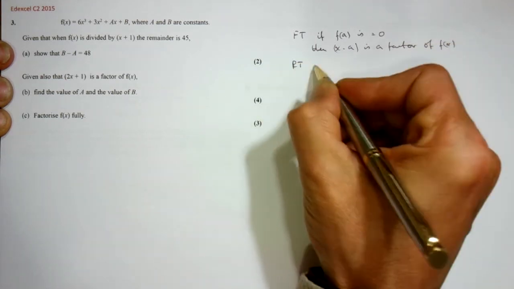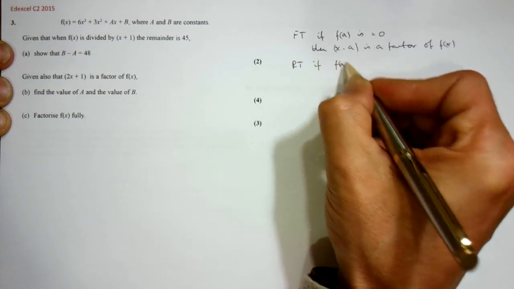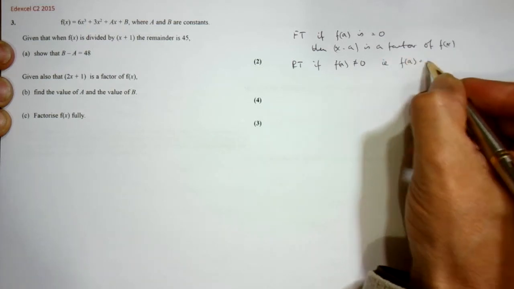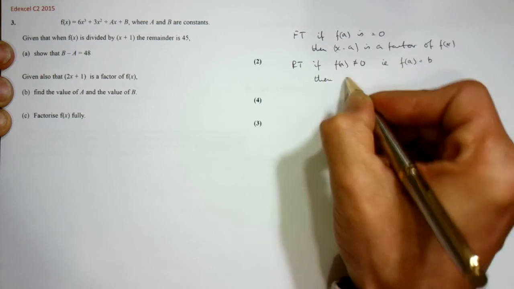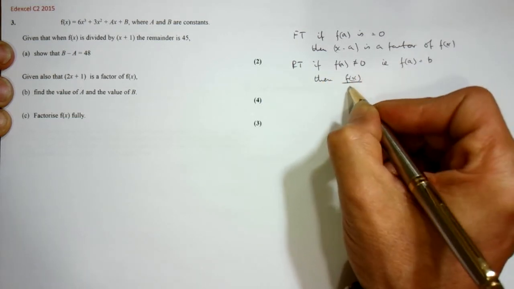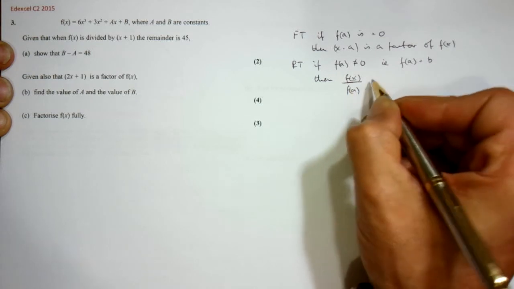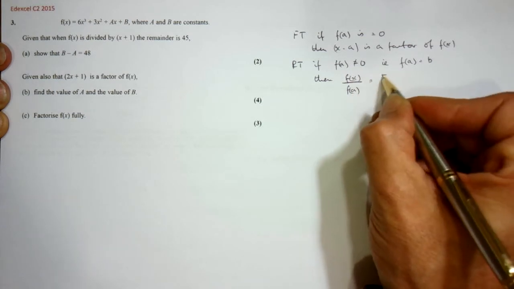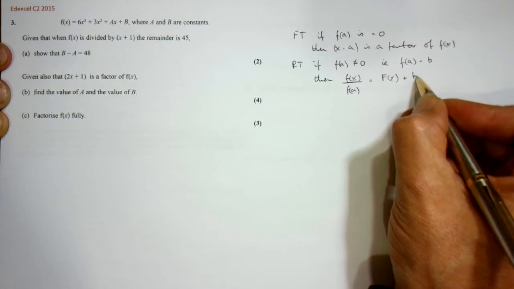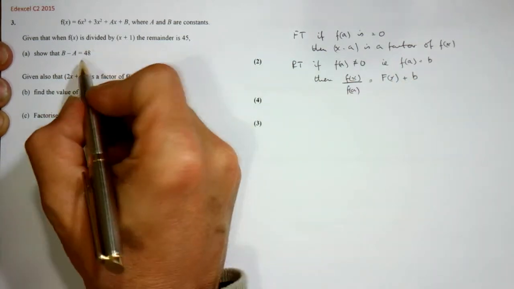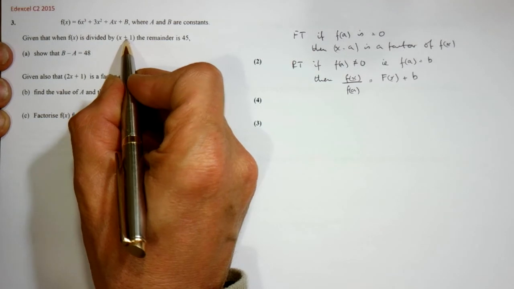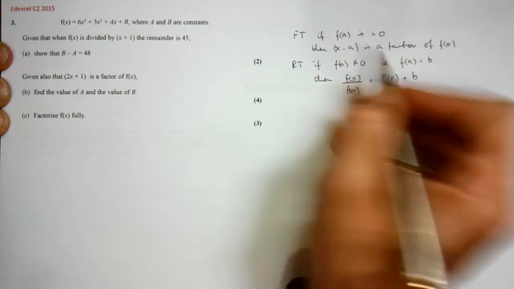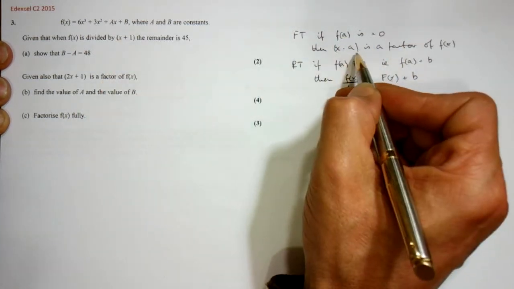And the remainder theorem says if f of a is not 0, i.e. f of a equals some other number b, then f of x divided by x minus a will not have a remainder of 0, so it will be some other function of x plus a number, and that number is b. In a normal situation, if x minus a is a factor, then f of a would be 0. So we solve the bracket equal to 0.